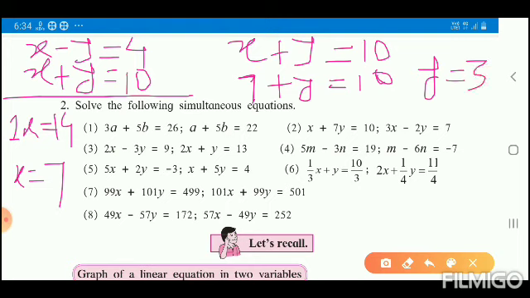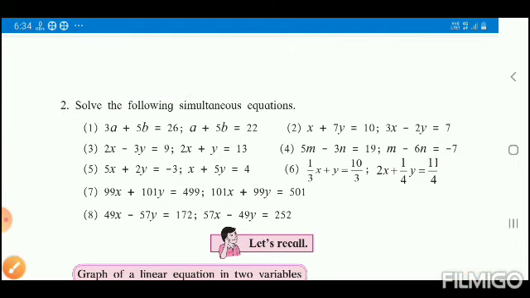So here the eighth question, your answer is, what is the solution of this equation? It is 7, 3. This is the solution of the given equation. Do you understand this? Now we'll see how to solve question number 6.